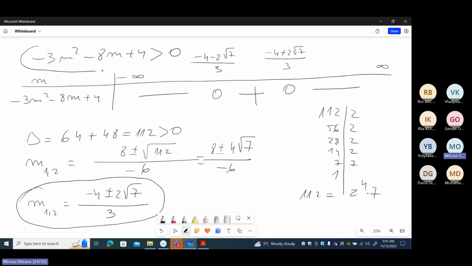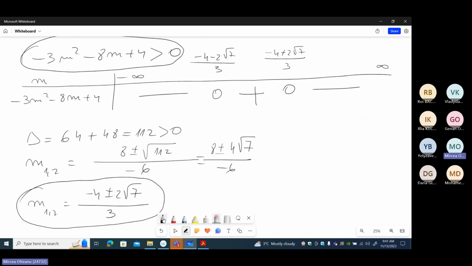So our inequality was this one, as we can see here, delta is positive when m belongs to the interval. So it seems that the answer for the first question is m belongs to (minus 4 minus 2 square root of 7) over 3 up to (minus 4 plus 2 square root of 7) over 3, because this is where it is positive. Now, basically, this is the result.